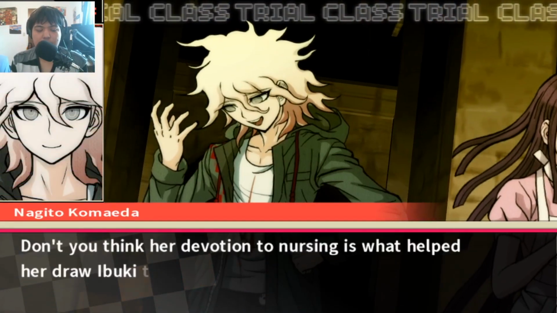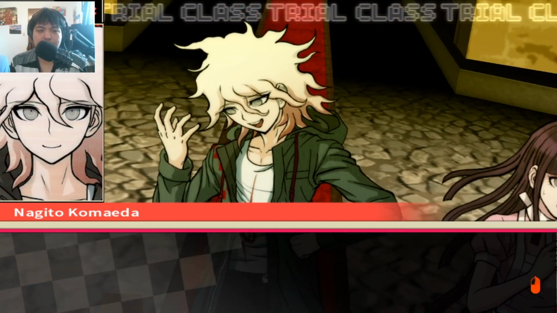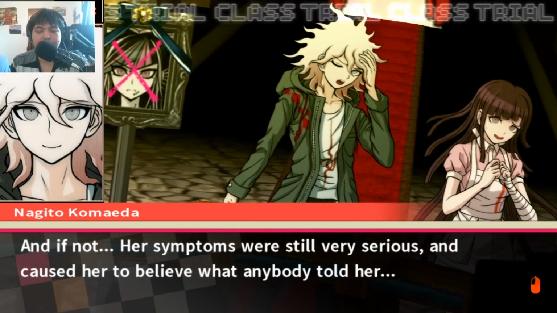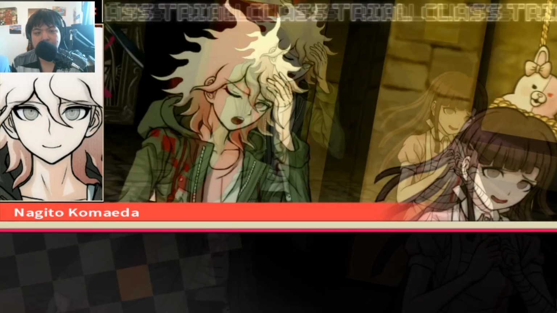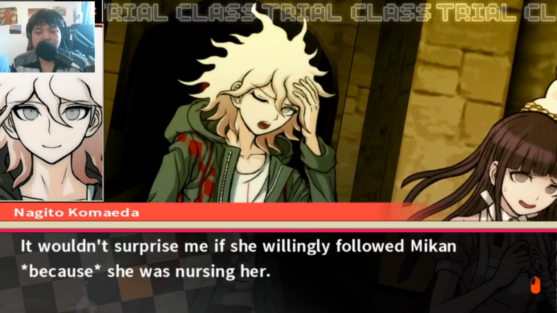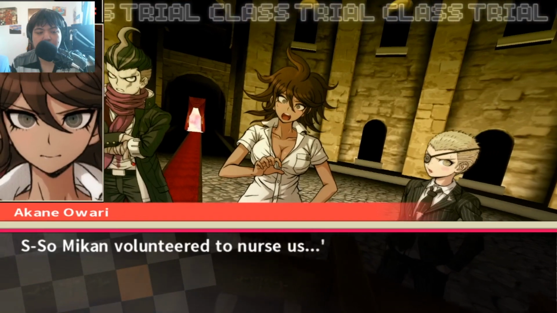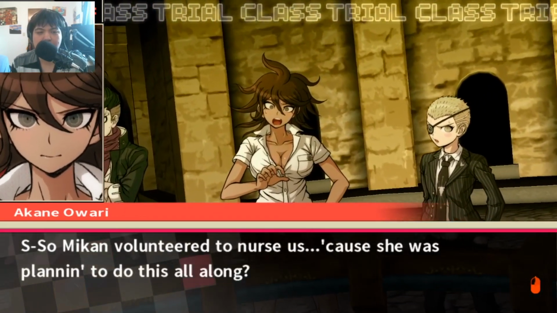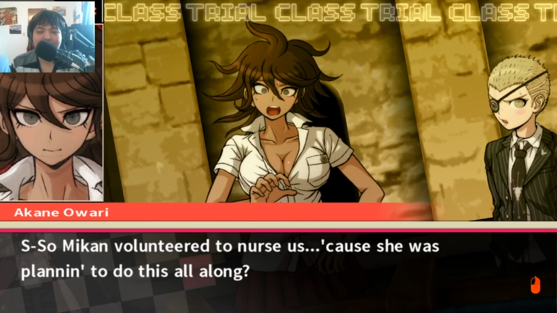Don't you think her devotion to nursing is what helped her draw Ibuki to her death? Her symptoms were still very serious and caused her to believe what anybody told her. It wouldn't surprise me if she willingly followed Mikan because she was nursing her. So Mikan volunteered to nurse us because she was planning to do this all along? Is that really a coincidence? I don't think that'll be the case.